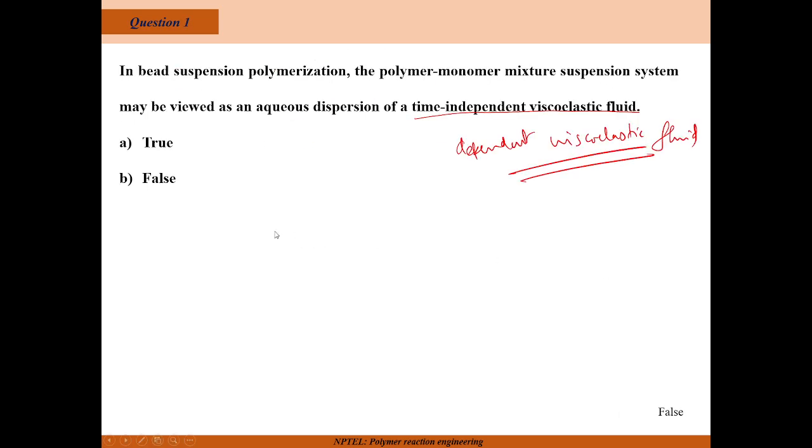So the first question that we discussed was: in bead suspension polymerization, the polymer-monomer mixture suspension system may be viewed as an aqueous dispersion of a time independent viscoelastic fluid. All the statements given here are true except the term time independent, because in bead suspension polymerization it is actually a time dependent viscoelastic fluid. The viscoelastic property changes as a function of time. So the answer to this question is false, and the reason is it's a time dependent viscoelastic fluid.